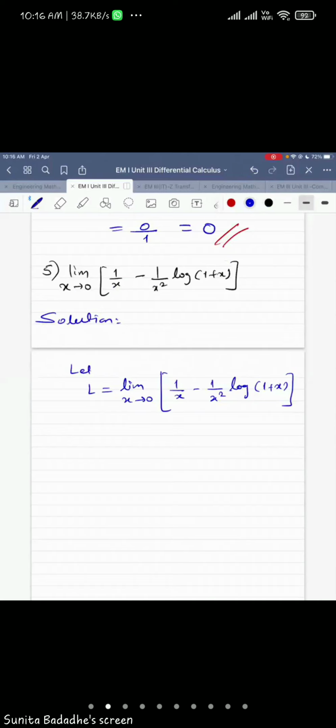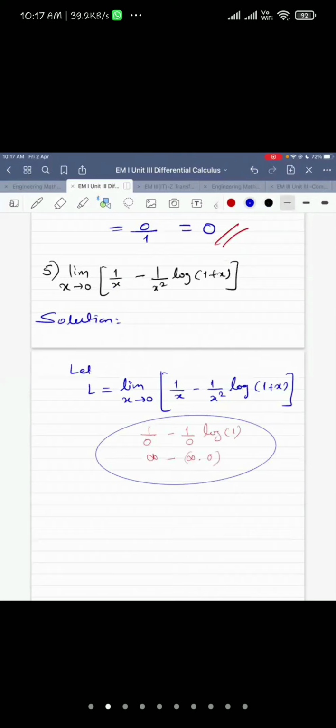So this is coming in the form infinity by infinity. How? It is 1 by 0 minus 1 by 0 log of 1. So this is infinity minus log 1, which is 0. So actually it is infinity into 0, like this. Okay, so it is coming in this form. It's not infinity minus infinity also. So I'll not write any form at the beginning. I just have checked it and it is like this. Okay, so L is equal to limit.